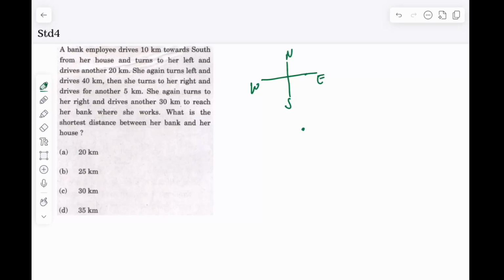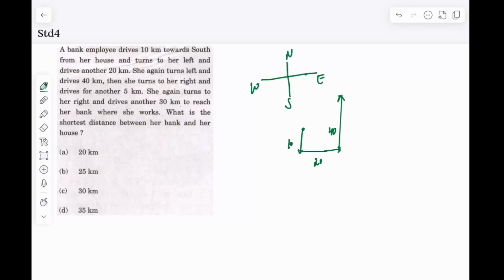It says a bank employee drives 10 kilometers south. So I know this is 10 from her house and then turns to her left. Now this is the direction, so she turns to her left and then travels another 20 kilometers. So 20. Again, now see, this is the direction. She turns left again and travels 40 kilometers. So she's traveled 40 kilometers now from where she was. So 40, right?